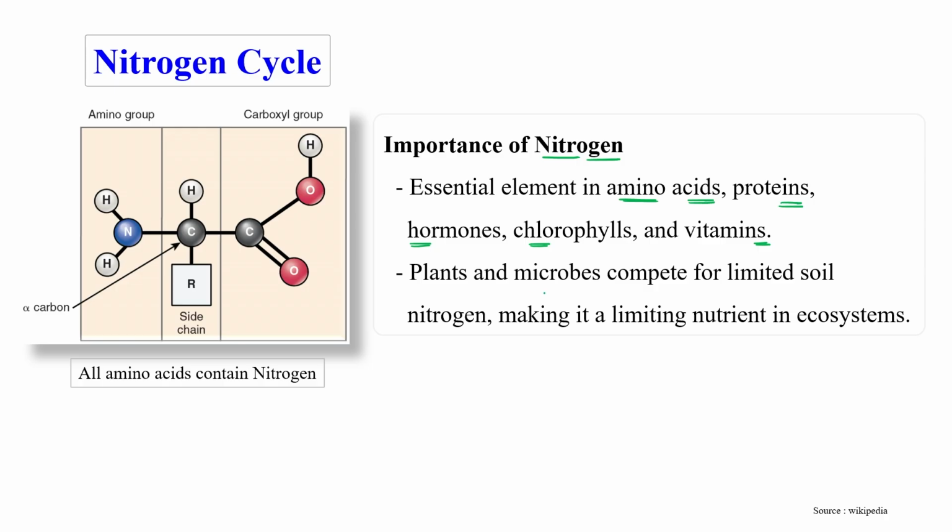But plants and microbes compete for limiting soil nitrogen. Plant roots are present in the soil, and so many microbes are present in the soil. So both of them compete with each other for limiting soil nitrogen, making it a limiting nutrient in the ecosystem. Okay, as you can see, this is the structure. Ammonia, this is the nitrogen, this is the carboxylic group, and it is the basic structure of any amino acid.